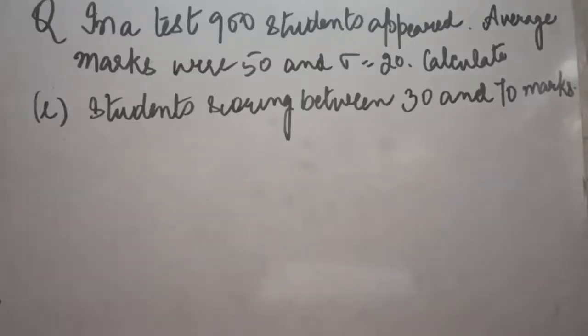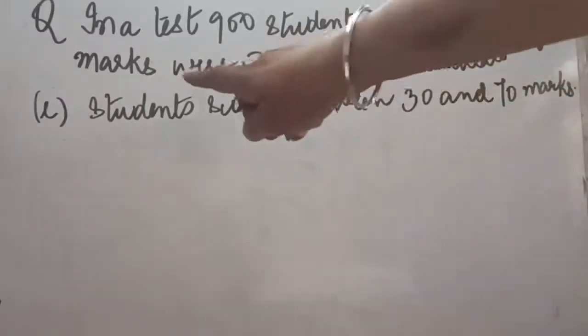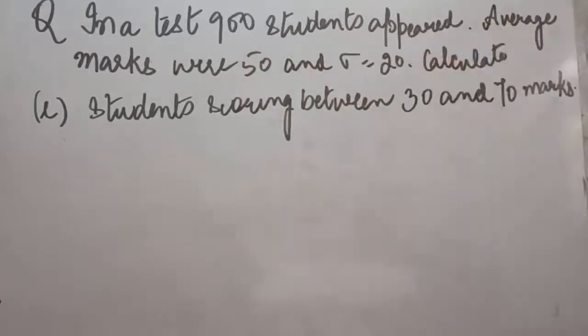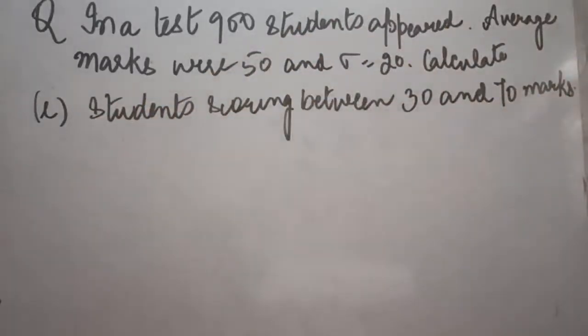In this video, we will see some typical cases of normal distribution. Like you can see one question in front of you. A test was given to 900 students and the average marks they scored were 50 and their standard deviation was 20. Now we have to calculate first point, students scoring marks between 30 and 70.